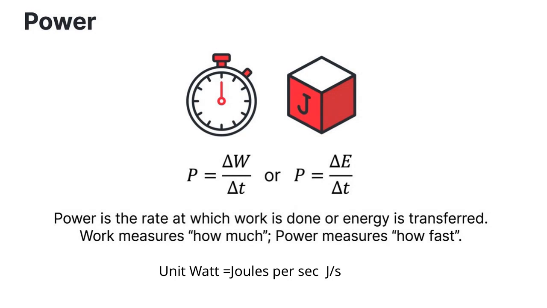Power is measured as the rate at which work is done or energy is transferred over time. This means it tells us how quickly energy is used or how fast work happens. The formulas show power as the change in work or energy divided by the change in time. The unit for power is the watt, which equals 1 joule per second. So, if 1 joule of energy is transferred in 1 second, the power is 1 watt. This helps us understand not just the amount of work or energy, but the speed at which it occurs.